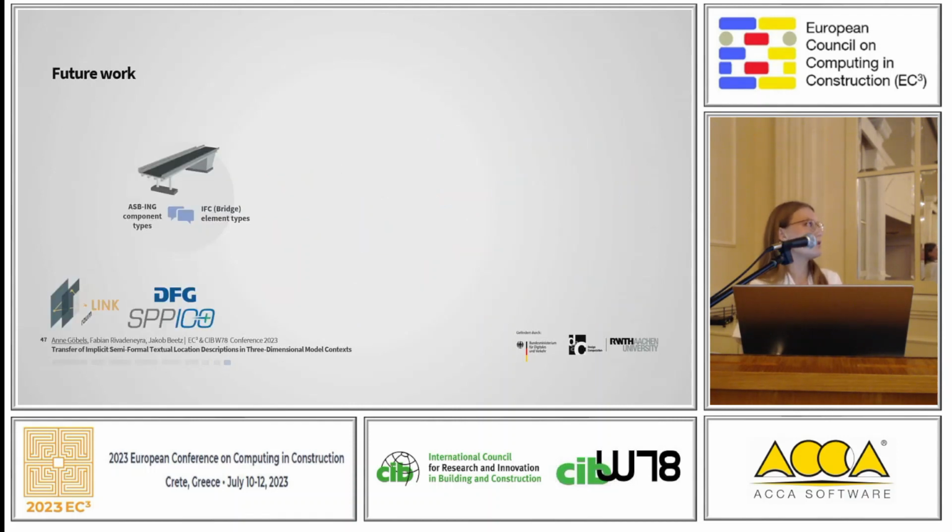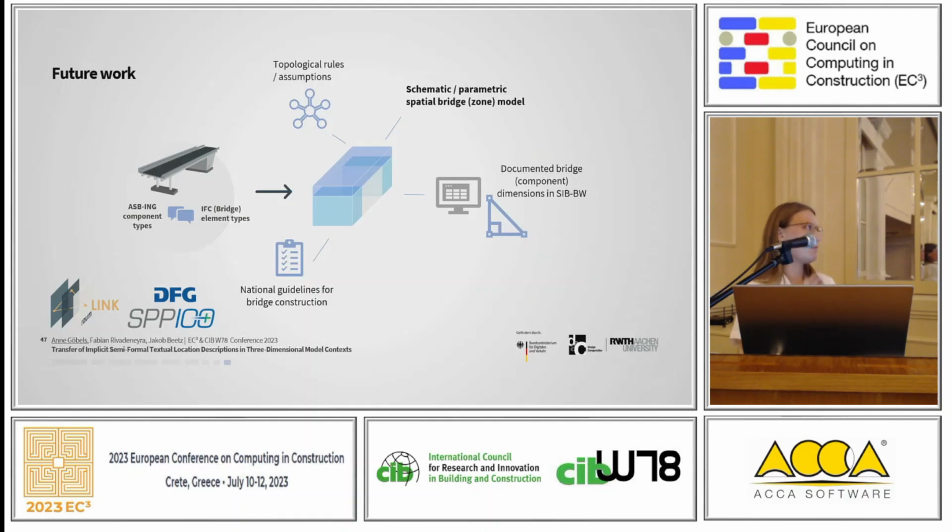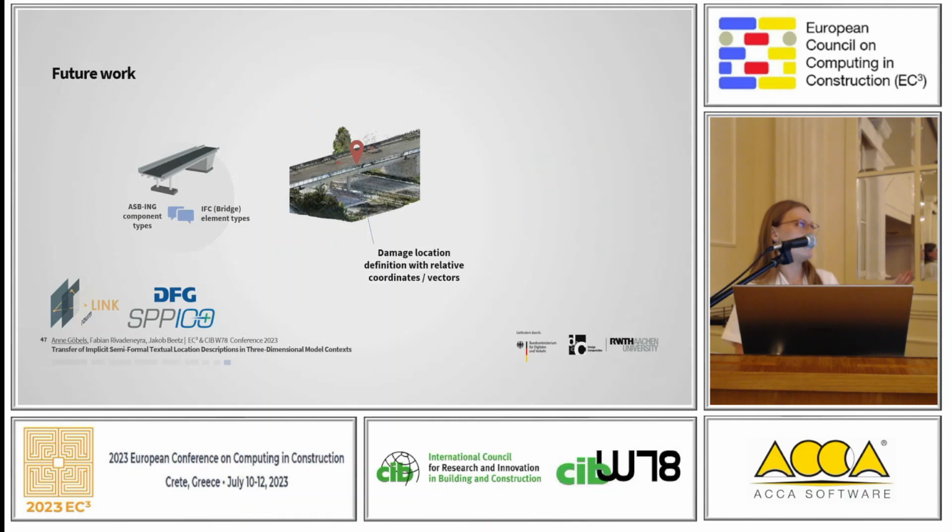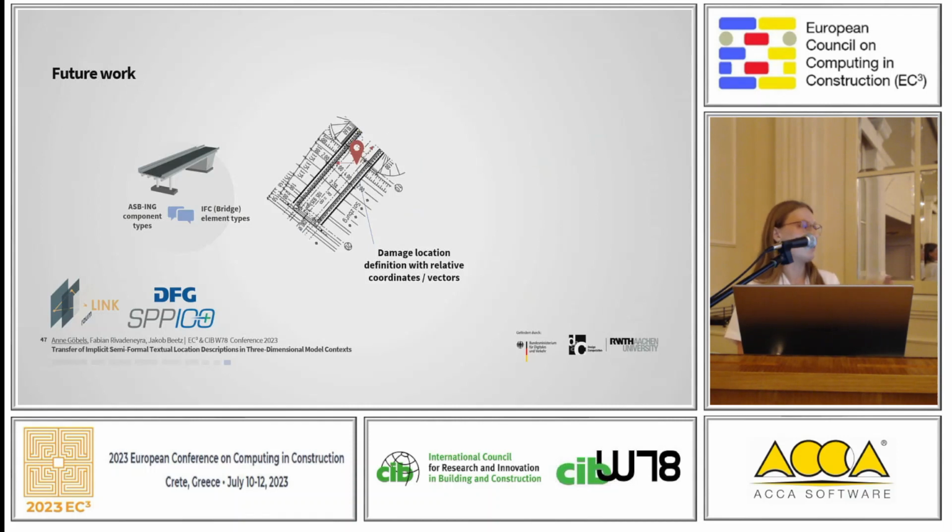And as future work, because I know there won't be IFC models for all of the 43,000 bridges, I want to look more into how to come up with a more schematically basic bridge model just based on topological rules, the dimensions we already have, and some national guidelines. But that's just very future work. I didn't look into that. And of course, then use relative coordinates or some vectors to describe the damaged area instead of this very sharp bounding box approach, which could then also easily be included or viewed in the point cloud or even in an aligned construction plan.